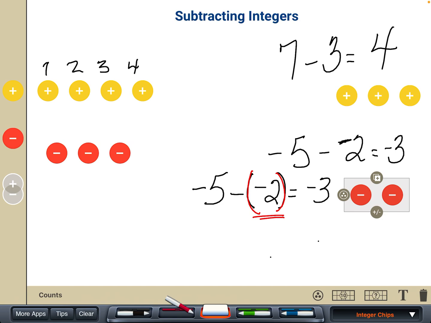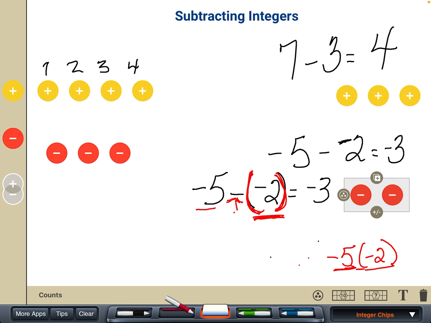Okay, some kids get confused because parentheses are used in order of operations to signify what you do first. They're also used to denote multiplication, right? So if it looked like this, that would mean multiply. So that would mean negative 5 times negative 2 because the number and the parentheses are right next to each other, right? But this one, because it has the subtraction sign right there, this means negative 5 minus negative 2, and these parentheses are just separating the negative 2, to make sure that you know it's a negative 2.